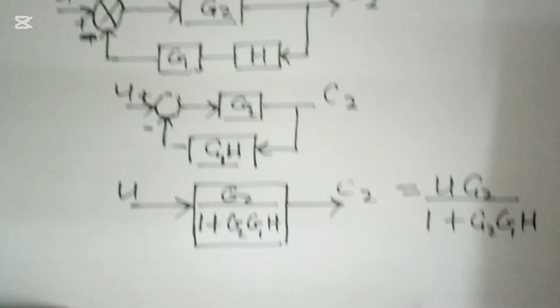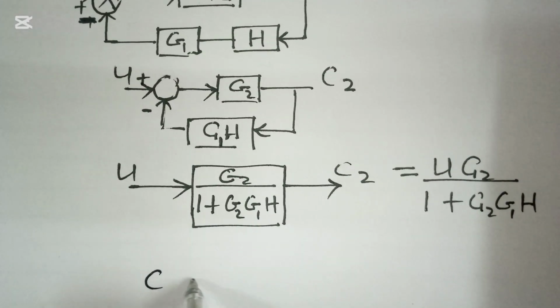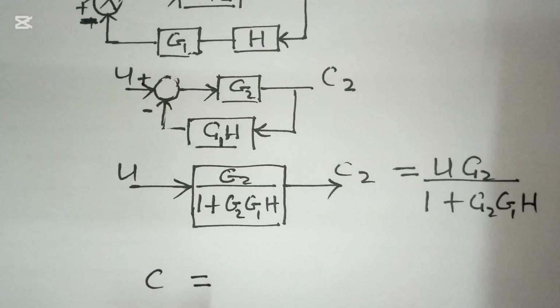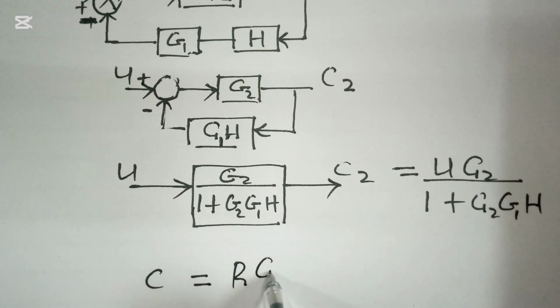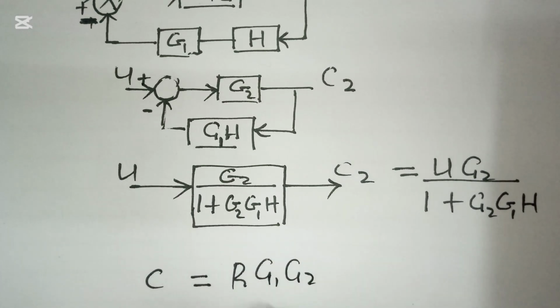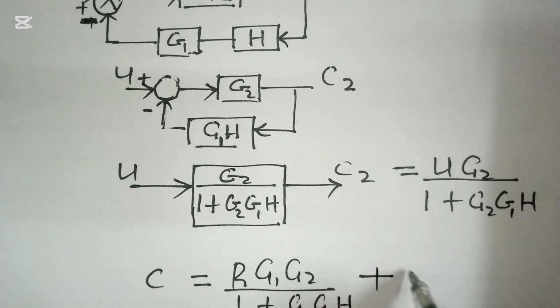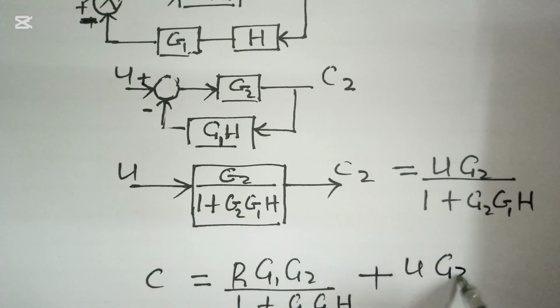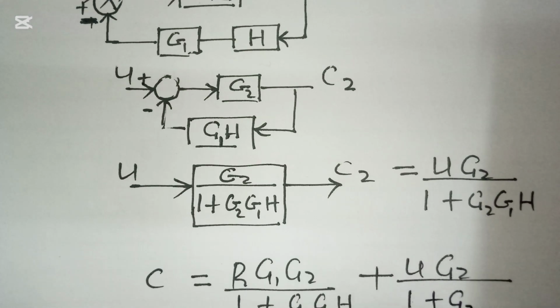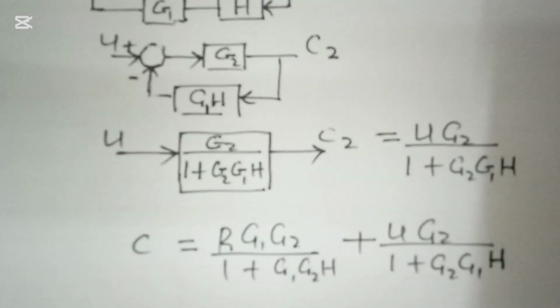And so therefore, our C is the sum of both. So we are going to have R, G1, G2 all over 1 plus G1, G2, H, plus the C2, U, G2 all over 1 plus G2, G1, H. And so therefore, this is our solution.